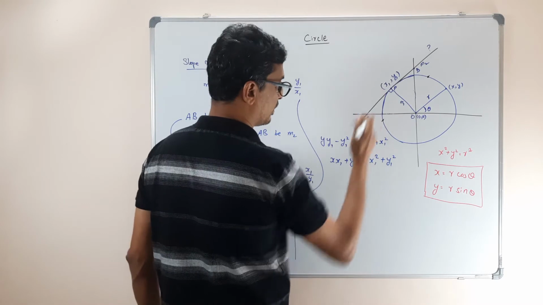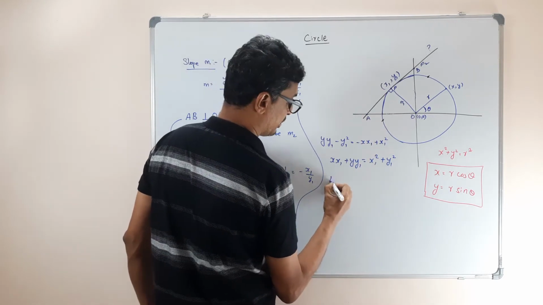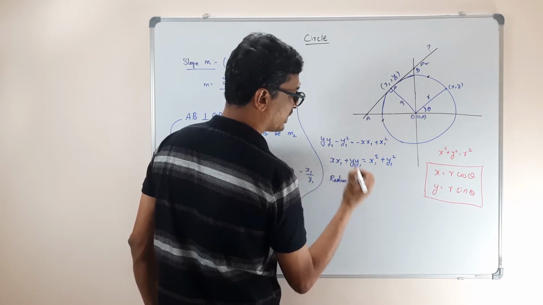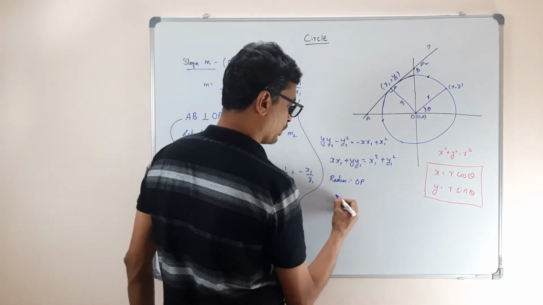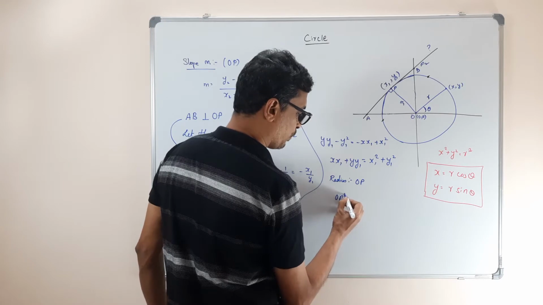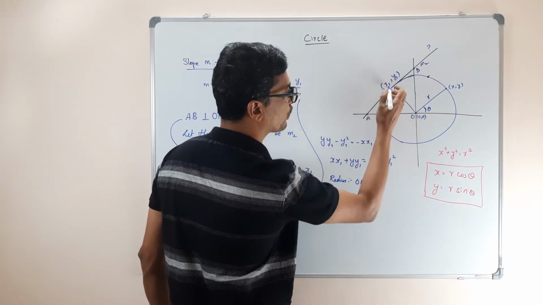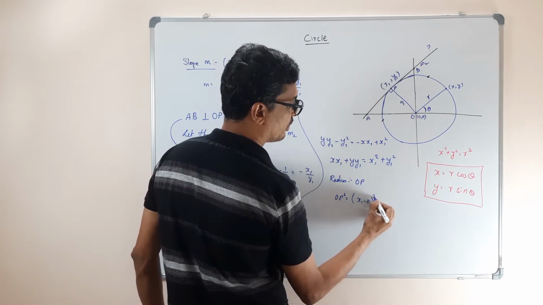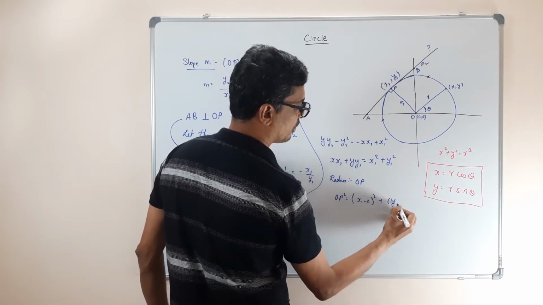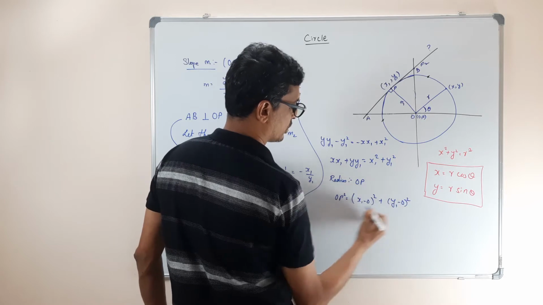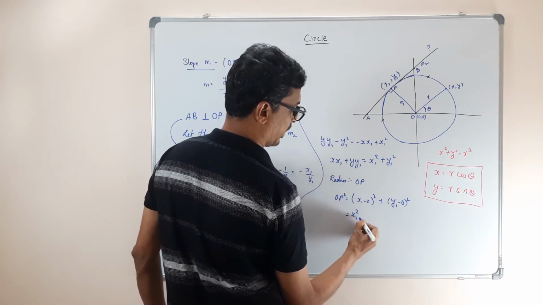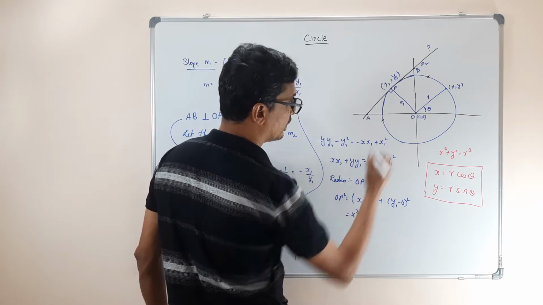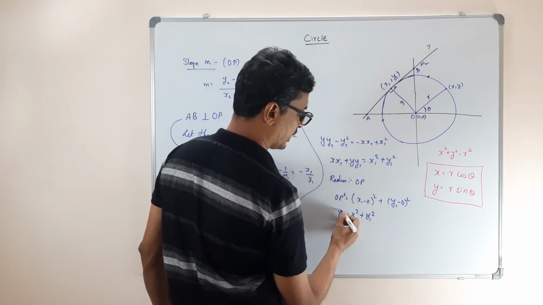Let us say, what is the radius? R square, correct. Radius is what? OP, correct? So let us find radius square. So OP square will be x minus 0 whole square plus y minus 0 whole square. What is this? x square plus y square, that is x1 square plus y1 square. So that is the radius, correct? Let me call the radius as r. Therefore, this is r square.